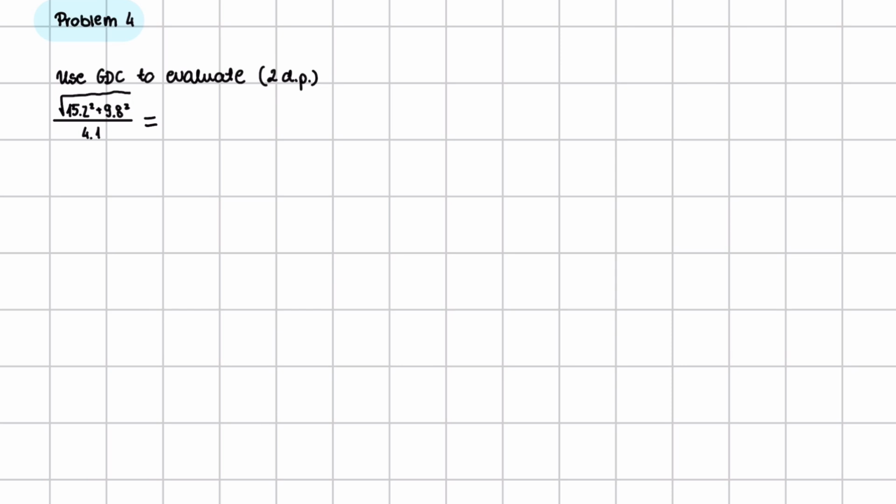In problem number 4, we have to use our GDC to evaluate this expression, and when you type it into your GDC, it will be 4.41106, and we have to give our answer to 2 decimal places, so 2 digits after the point, so 4.41, and this is our final answer.